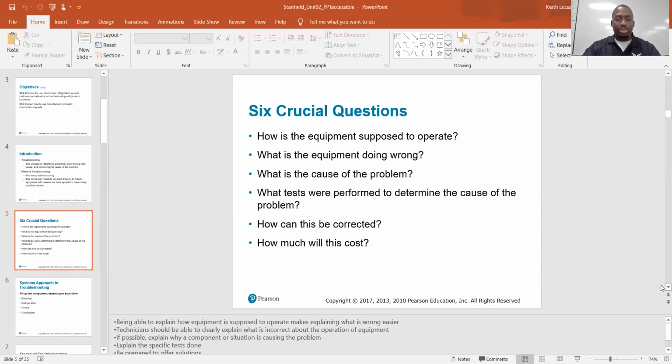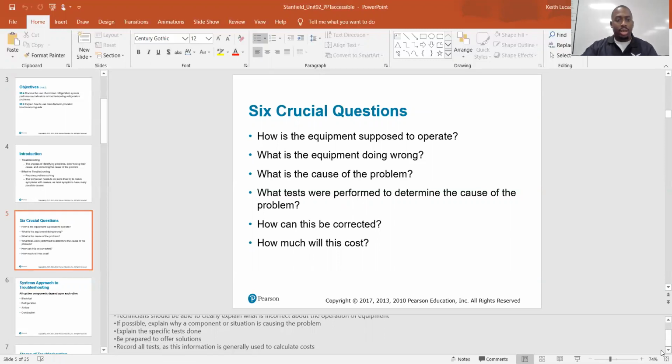Being able to explain how equipment is supposed to operate makes explaining what is wrong easier. Technicians should be able to clearly explain what is correct about the operation of the unit. If possible, explain why a component or situation is causing the problem. Explain the specific test done. Also, be prepared to offer solutions. Record all tests as this information is generally used to calculate cost.